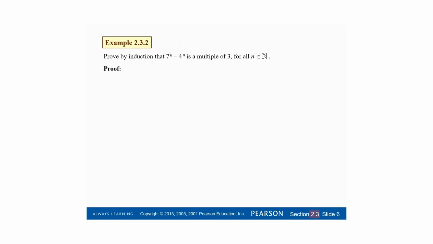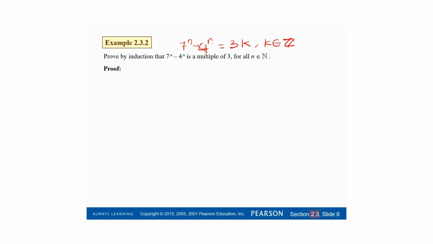7 power of n minus 4 power of n is a multiple of 3, means it equals 3 times k, where k belongs to some integer. Okay, so that is the meaning when we say that one number is a multiple of 3.